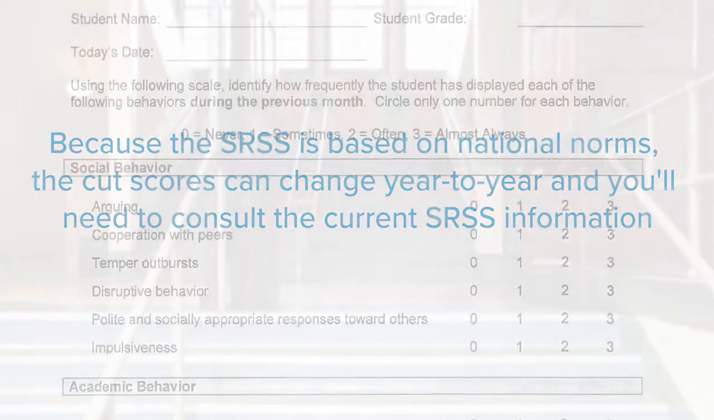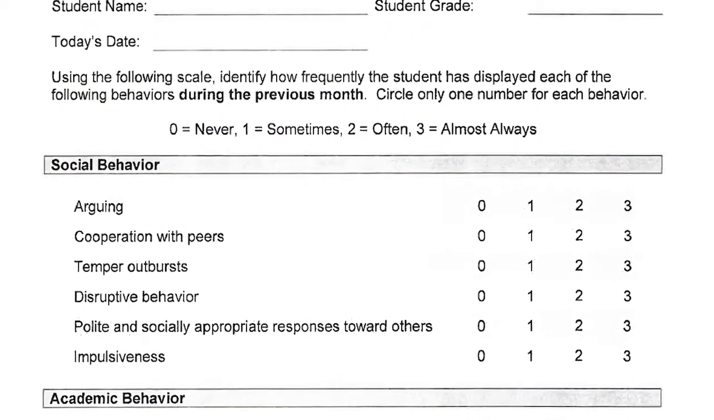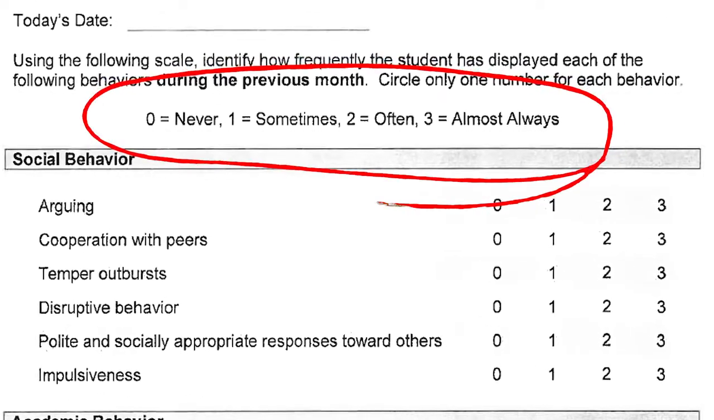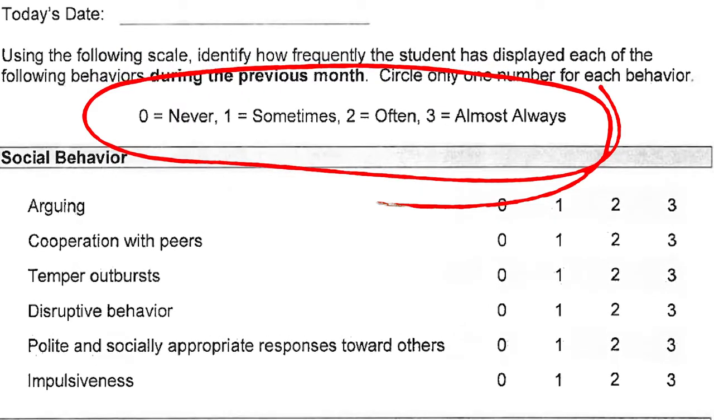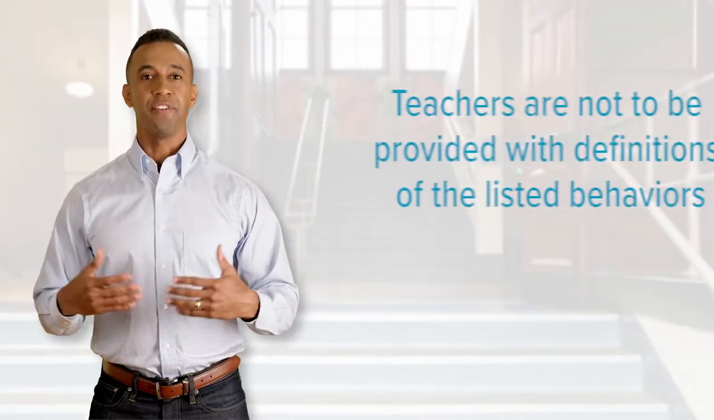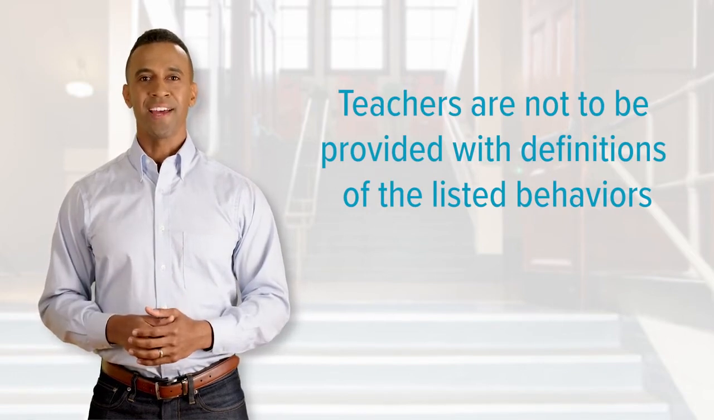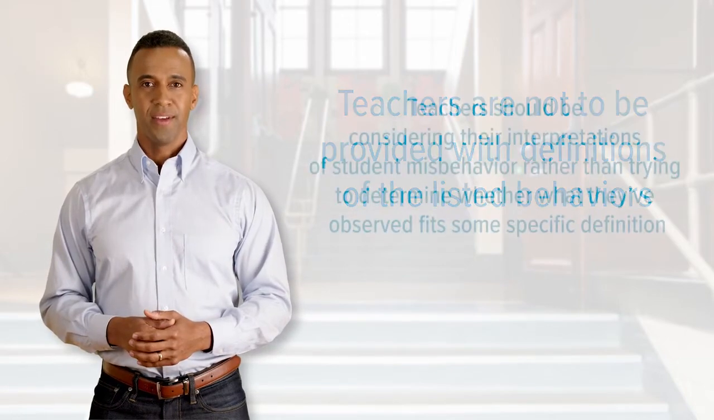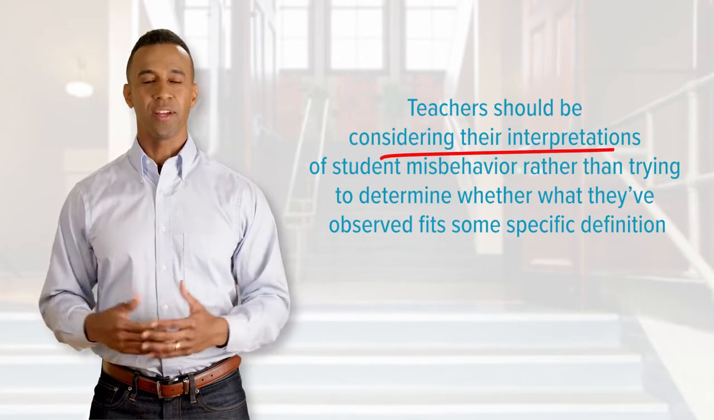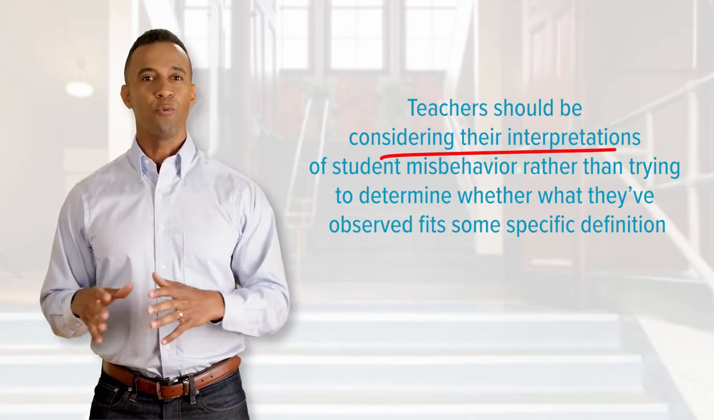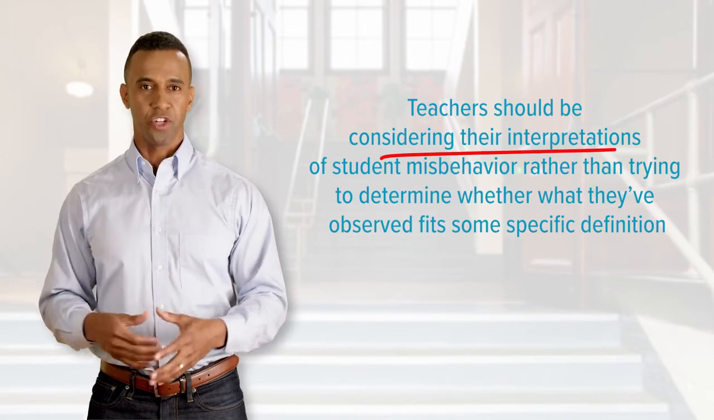Like the SRSS, the SABRS is completed by all teachers in the school. Using a 4-point scale on 19 items, teachers rate the frequency from never to always of each student's behaviors, but just focusing on the last month. Importantly, teachers are not to be provided with definitions of the listed behaviors. Thus, with terms like temper outburst, teachers are asked to use their best judgment in considering what actions are representative of each behavior. The idea behind this is that teachers should be considering their interpretations of student misbehavior rather than trying to determine whether what they've observed fits some specific definition.